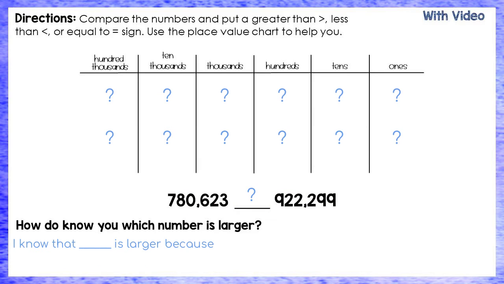Now we're going to do the next problem. You are going to write these numbers in your place value chart. Remember to start in the ones place and build your number up. Pause the video so that you can do that.